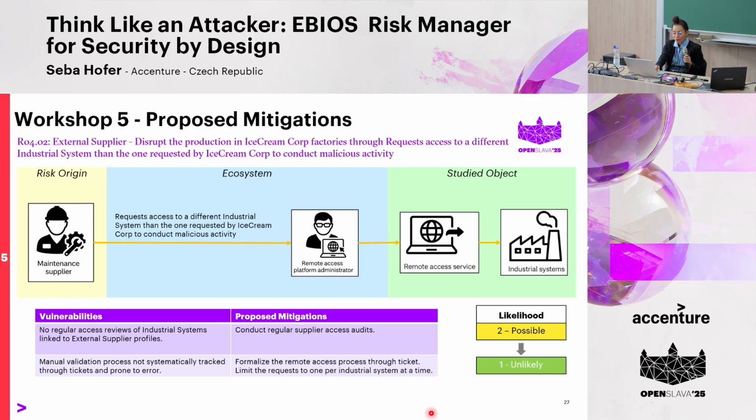And the last one is the maintenance supplier that requests access to a different industrial system than the one that he should be accessing. Here, it's to conduct regular supplier access reviews, to really formalize the process so that it's written how they should access, and to enforce the ticketing.